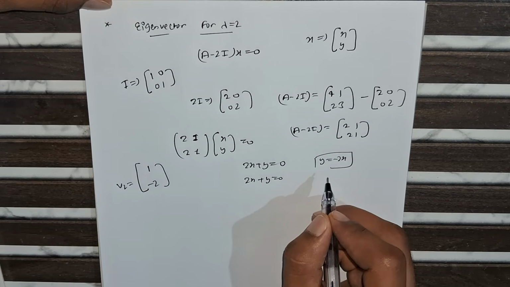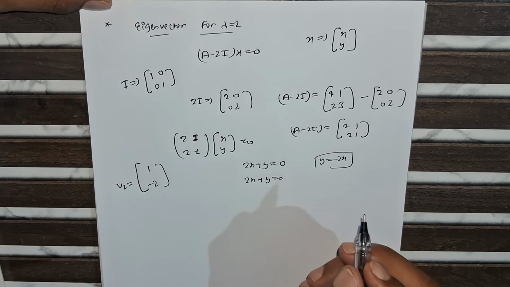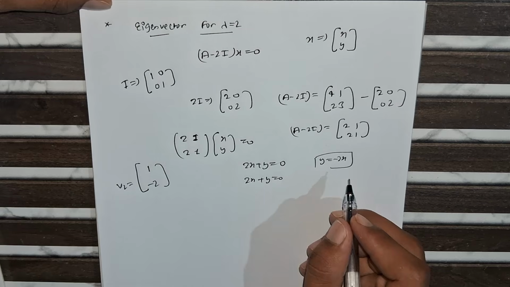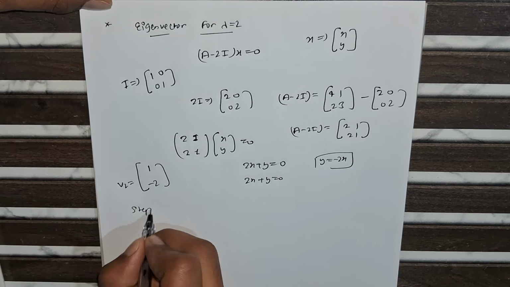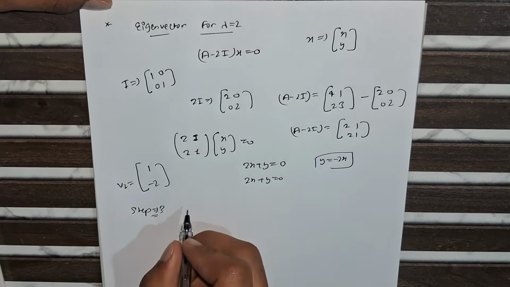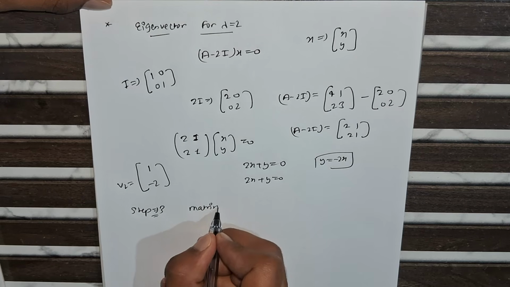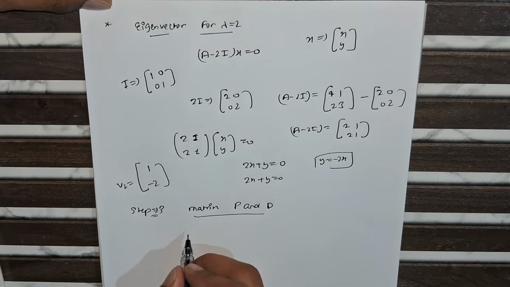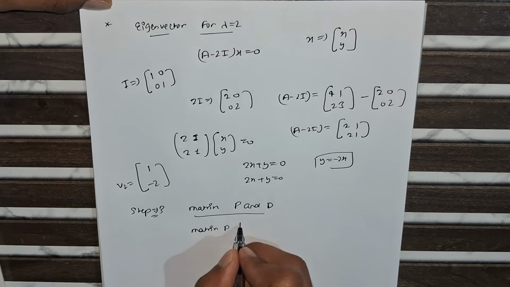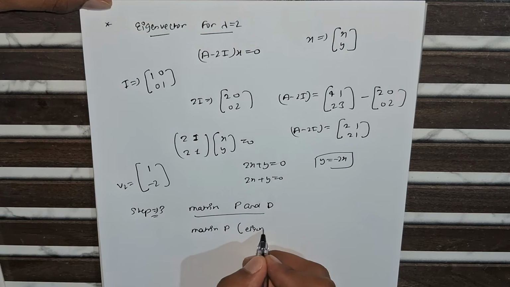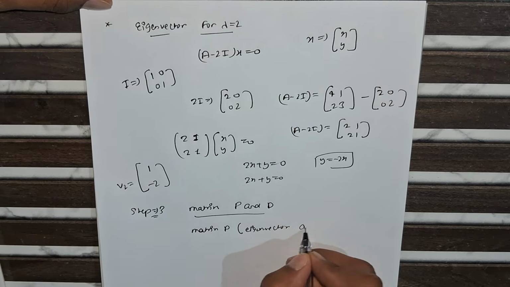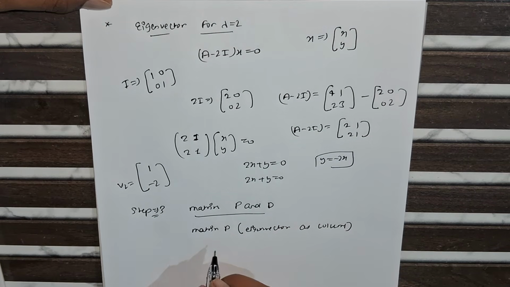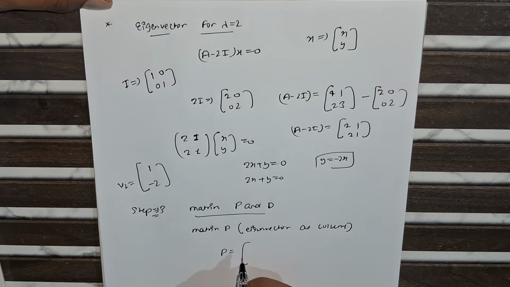So now what is our step 3? We have to form the P and D matrix. Step 3 is we have to form matrix P and D. Matrix P is formed with the help of eigenvectors as columns. So what is P equals to? Our first eigenvector is 1 1 and our second eigenvector is 1 minus 2. So this is the P matrix.